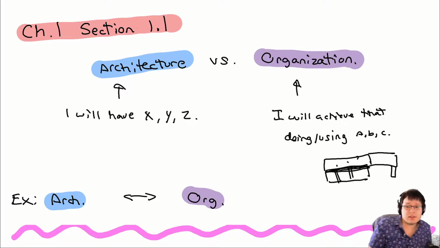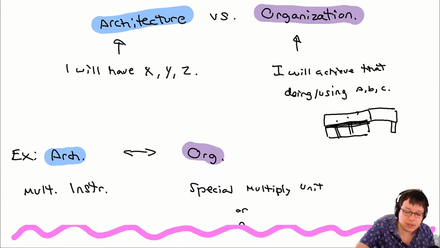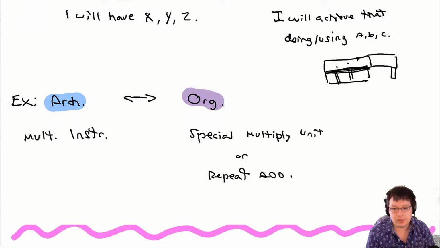So that is a lot, actually, now that I think about it, like architecture and organization, because organization shows you how you will achieve things. So the example that they give in the book, and then I did my own example, is multiplication. They say that you can think of architecture versus organization in the sense of a multiplication instruction. So architecture says we're going to have a multiplication instruction. It's going to be called mul or whatever. Organization tells you how you're going to implement that.